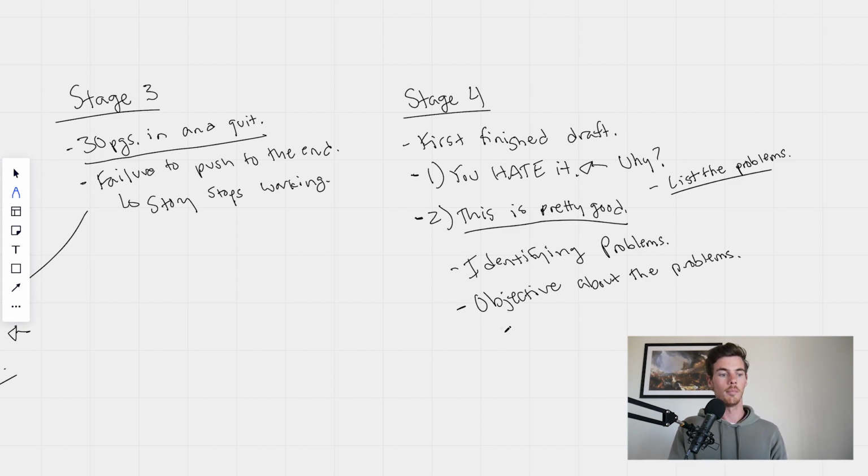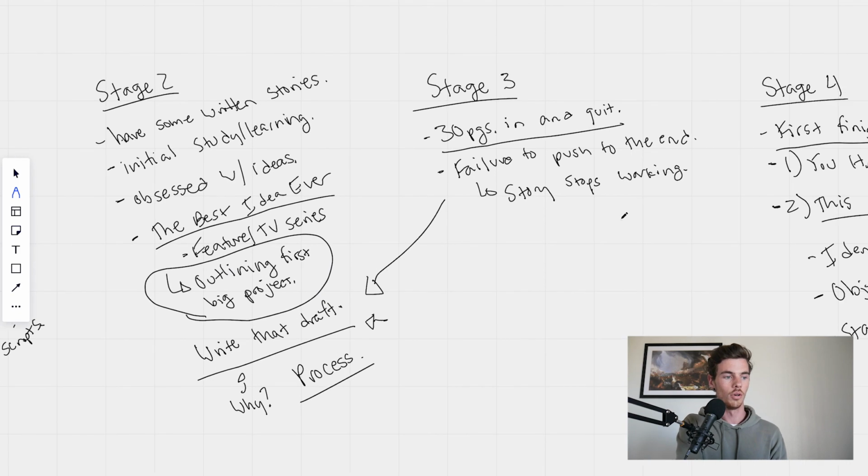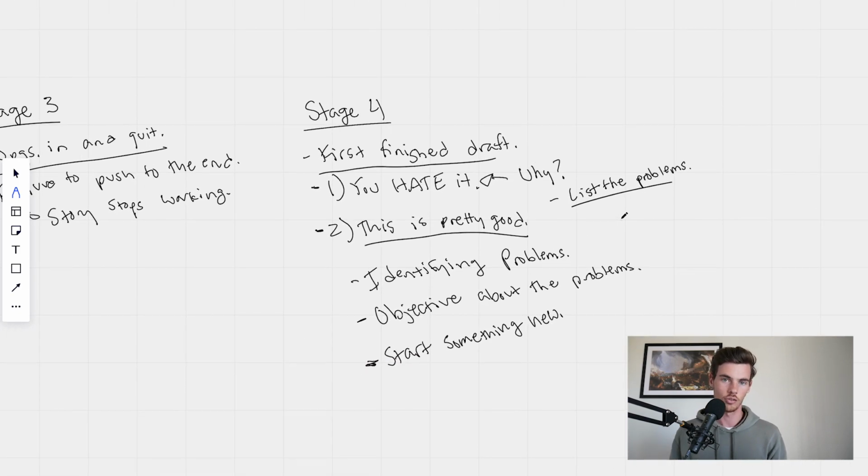Now, the most important thing too is to start something new very soon, right? What most people do here is this is where they stop. They go, oh, I have this draft, and then they go, oh, it's pretty good. And so then they continue doing what people were doing in stage 2, which is they tell all their friends about how they have this draft, and they have some of their friends read it, and their friends all say, oh, this is pretty good. And then that's the end.